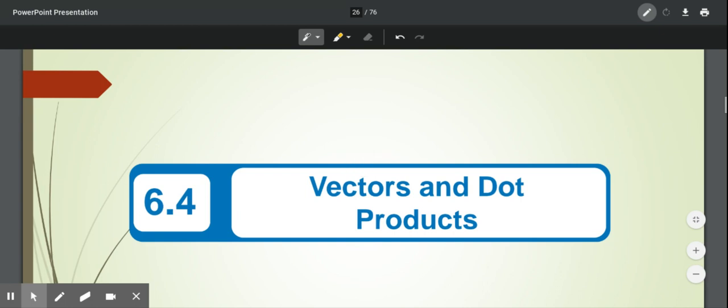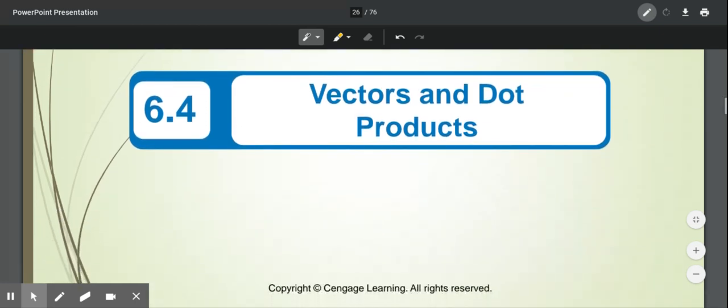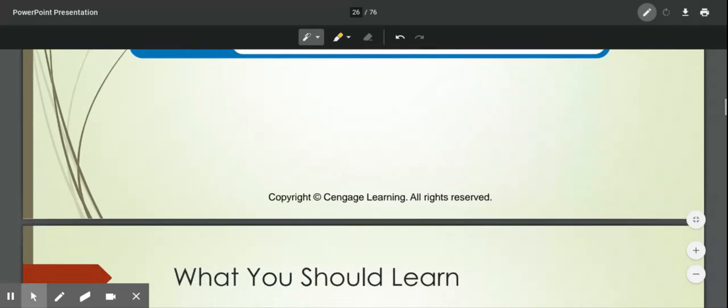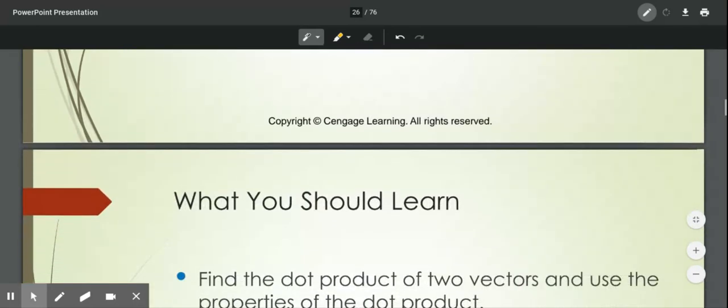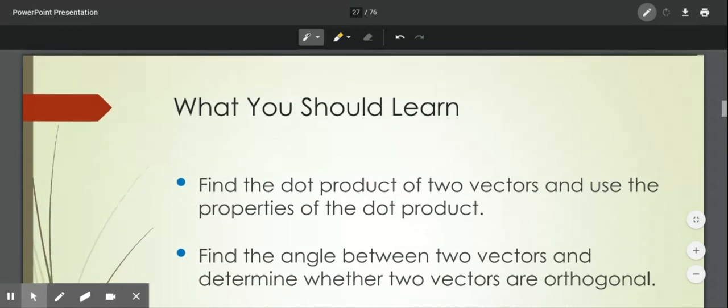All right, so in 6.4, we have vectors and dot products. Again, if you look at your formula sheet, you'll notice that underneath the direction angles on your formula sheet, you'll see the dot product and the angle between vectors formulas. Those are the two that we're going to be looking at in this section.